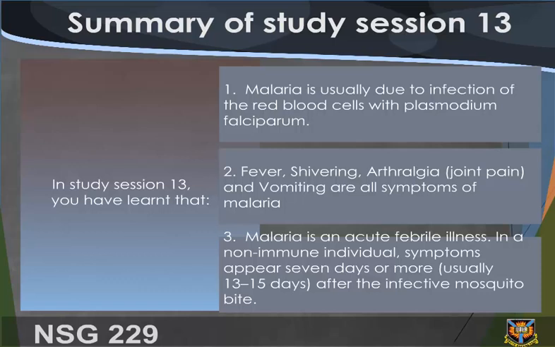Summary. In study session 13, you have learned that: 1. Malaria is usually due to infection of the red blood cells with Plasmodium falciparum. 2. Fever, shivering, arthralgia (joint pain), and vomiting are all symptoms of malaria. 3. Malaria is an acute febrile illness. In a non-immune individual, symptoms appear 7 days or more, usually 13 to 15 days after the infective mosquito bite.